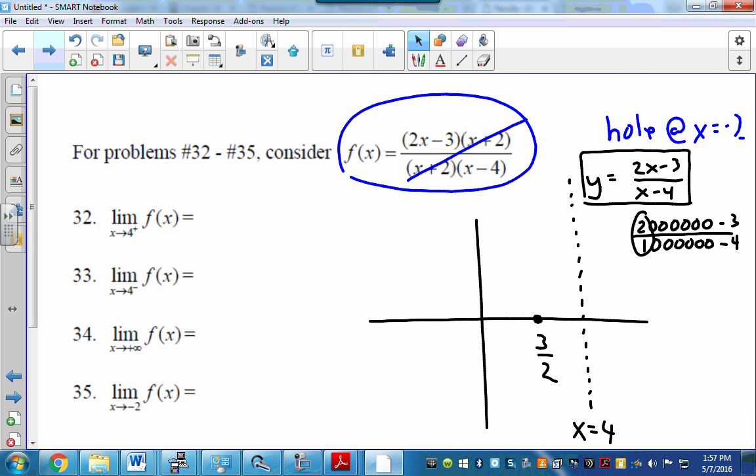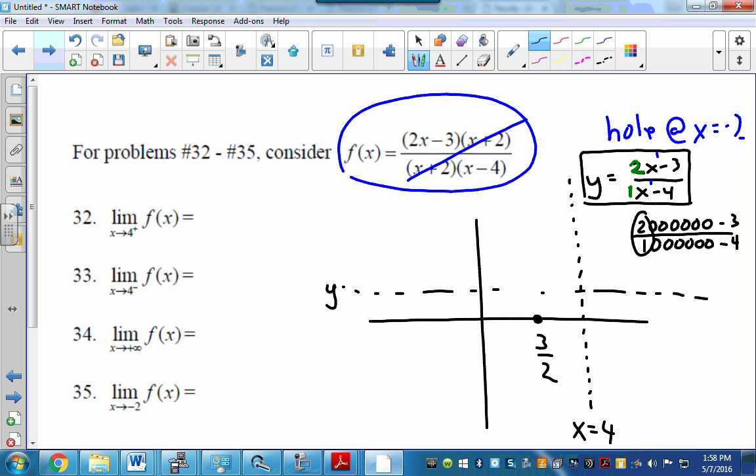Remember, our technique was if these had the same powers, this is x to the first and x to the first, we looked at the ratio of the leading coefficients, 2 to 1. And that gave us our end behavior. So we draw a horizontal line here at y is equal to 2. And then we had techniques for drawing the graph. Here's the quick sketch. This graph goes up, and this is an odd pole, so we go like that.